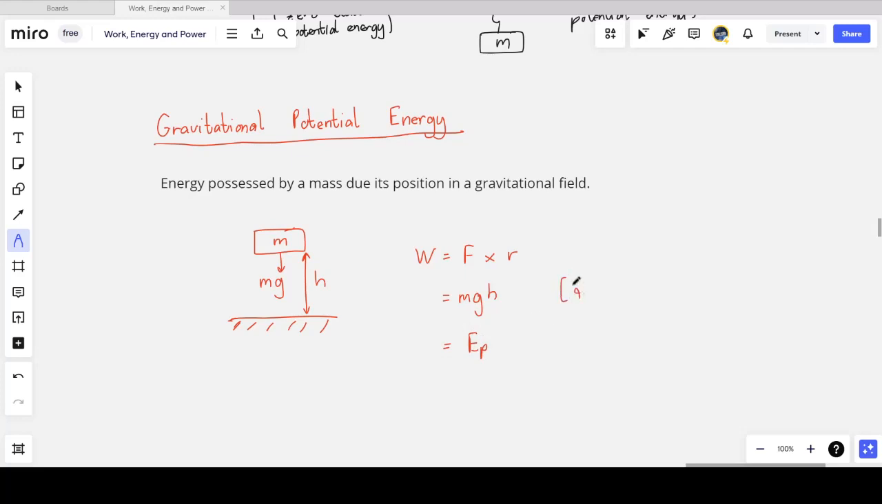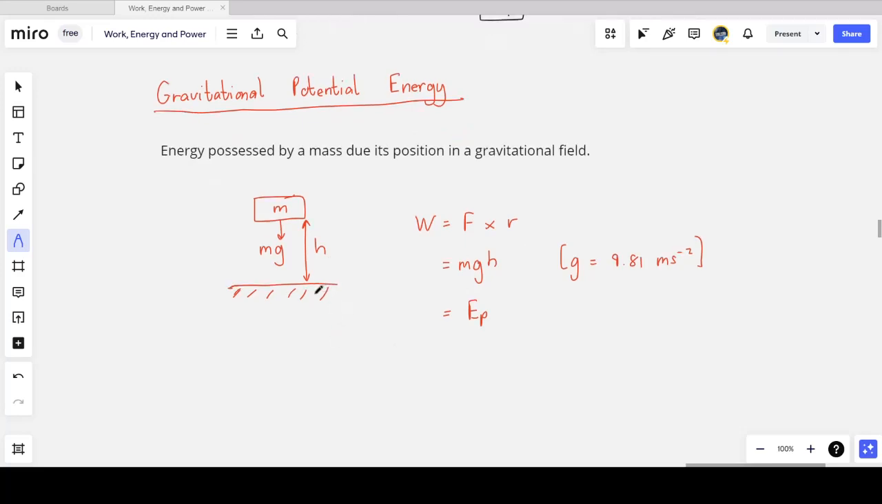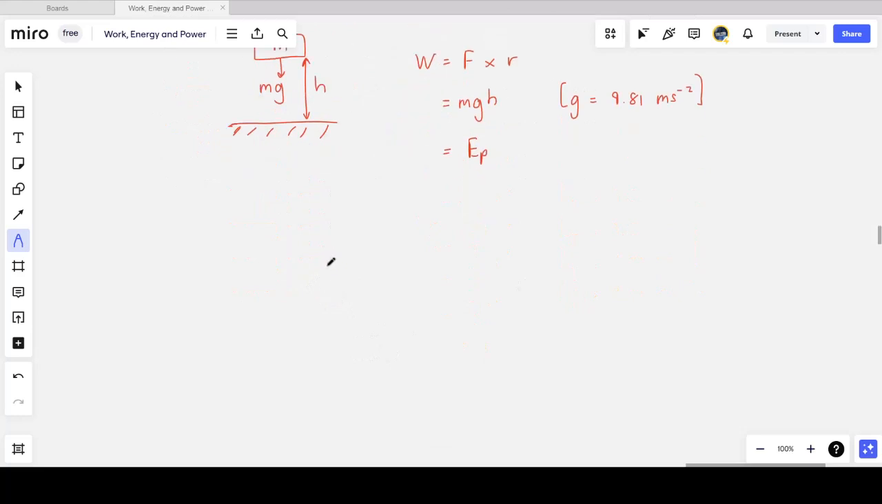And g here is the free fall acceleration, or the acceleration due to free fall on the Earth's surface, or near the Earth's surface, 9.81 meters per second squared. So potential energy is mgh if you know the mass of the object and you know its height from the Earth's surface, or its altitude, or how distant it is from the surface of the Earth. That gives you the gravitational potential energy.